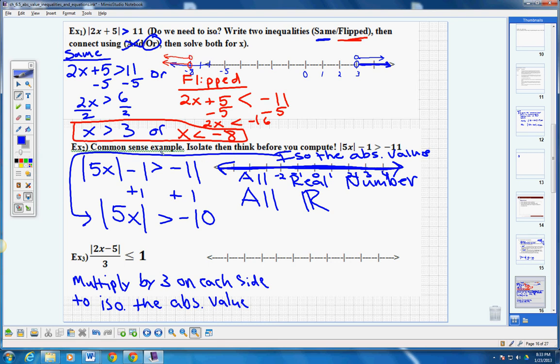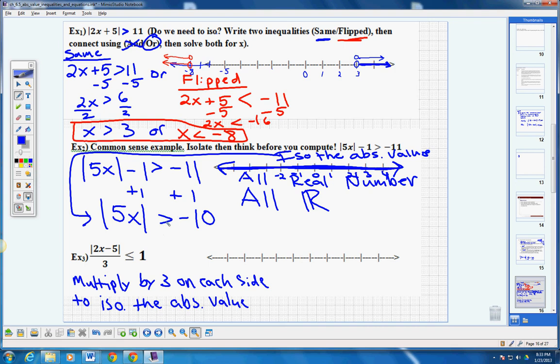If you look down here, I have a common sense example. I call it a common sense example because absolute value always means positive. And if I add 1 to each side here, you know you're going to get the absolute value of 5x is greater than negative 10. I have it written right here.